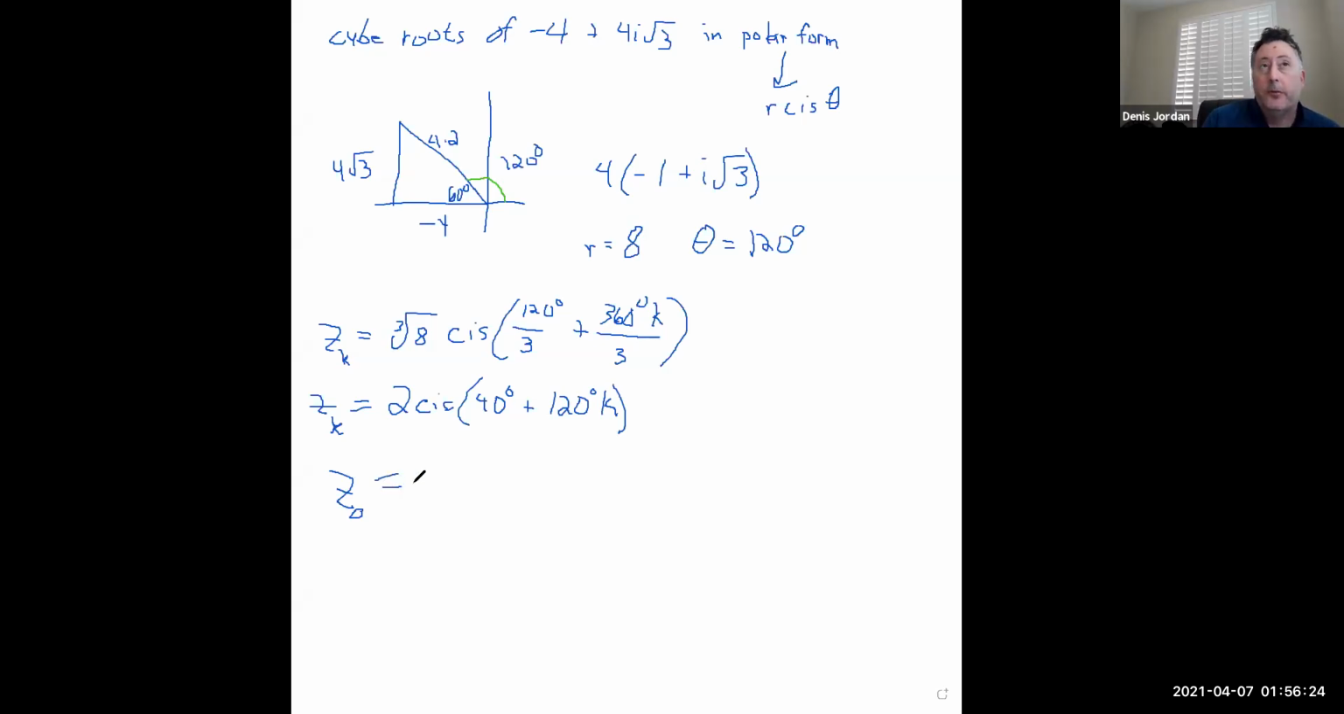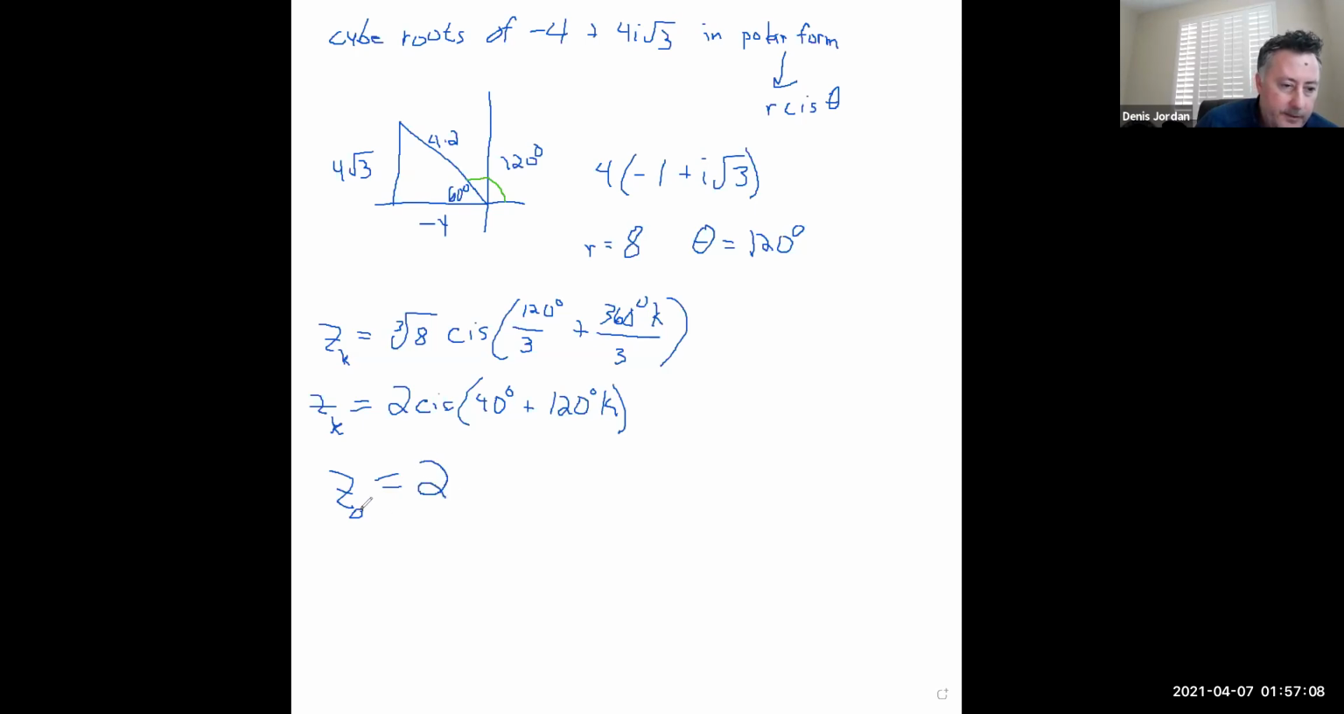If you're doing the cube roots, how many answers should you have? I'll give you a hint. What did you divide by earlier? 3. So you should end up with 3. If you're doing the cube roots, you get 3 answers. If you're doing the 4th roots, you get 4 answers. If it's the 5th roots, you get 5.